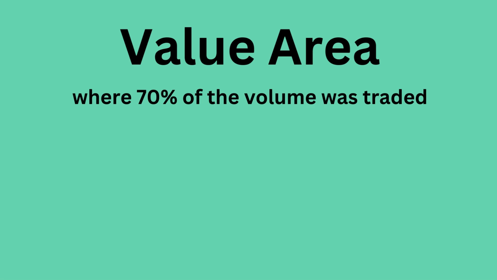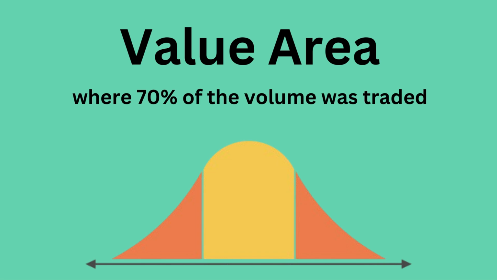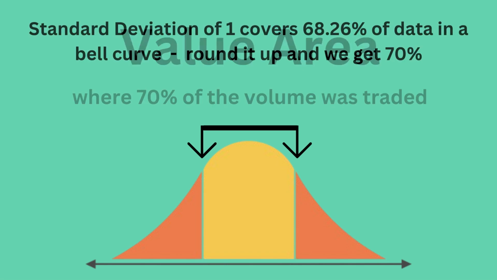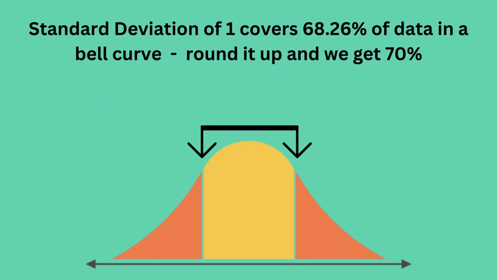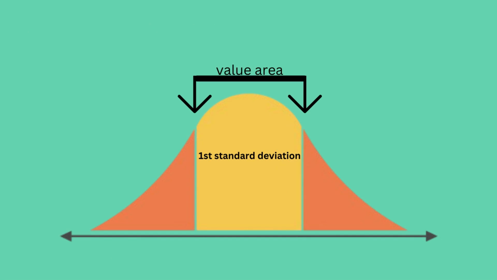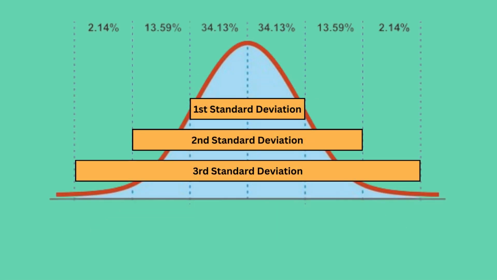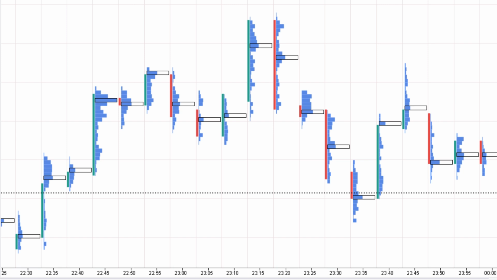Why 70%? Well, if we look at a bell curve distribution, the first standard deviation from the center would be the area in yellow. A standard deviation of 1 covers 68.26% of the data. If we round that to the nearest 10, we get 70%. So this is why we are using 70%. That is as far as I will go into that. If you want to learn more, just research bell curves and standard deviations and you can see it in more detail.